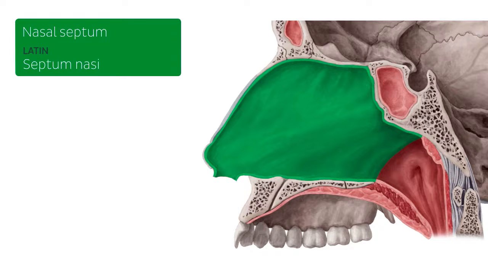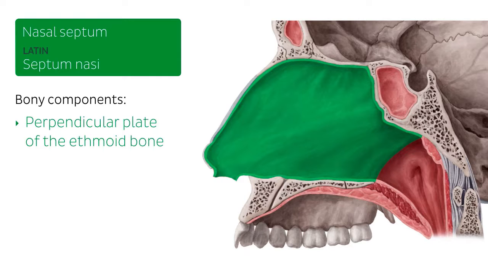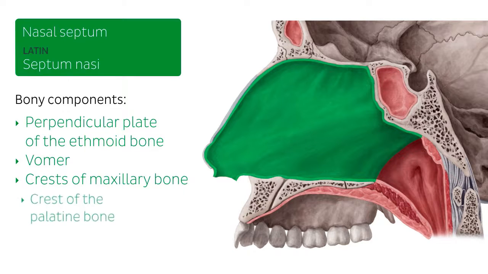The bones are the perpendicular plate of the ethmoid bone posteriorly, the vomer posteriorly and inferiorly, the crests of the maxillary bone, and the crests of the palatine bones, which is situated inferior to the vomer. The cartilaginous part of the septum is the quadrangular cartilage.